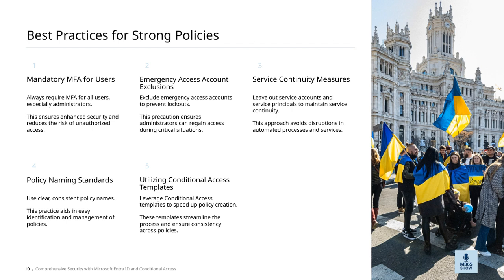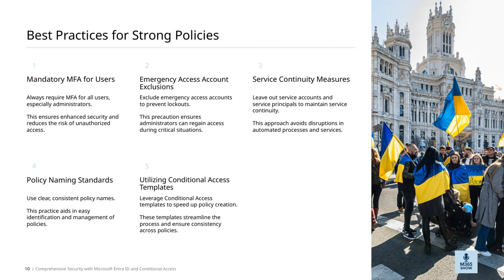Another key point is to exclude service accounts and service principals from your policies. This approach helps maintain service continuity and prevents disruptions in automated processes or critical services. You also want to exclude emergency access accounts from your policies. This is a safeguard to prevent accidental lockouts and to ensure that administrators can regain access when needed, especially during critical situations.